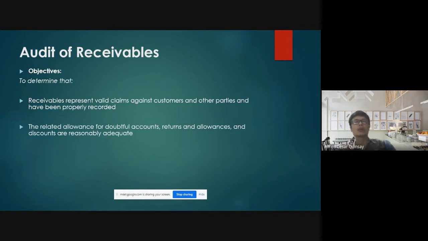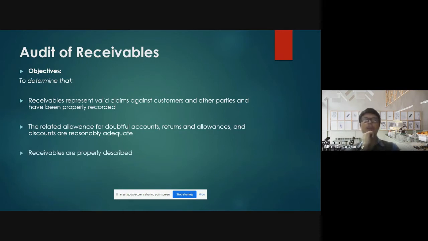The related allowance for doubtful accounts, returns and allowances, and discounts are reasonably adequate. So we make sure that yung mga allowance for doubtful accounts, no? Okay, yung contra asset account, and of course yung returns and allowances, na they are matched properly against the accounts receivable para naman makuha natin yung tinatawag na net realizable value, no? Kasi receivables is nothing unless na makukolekta mo yun, no?